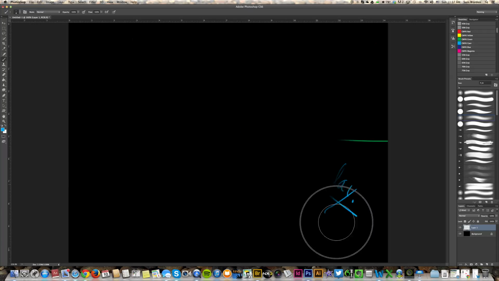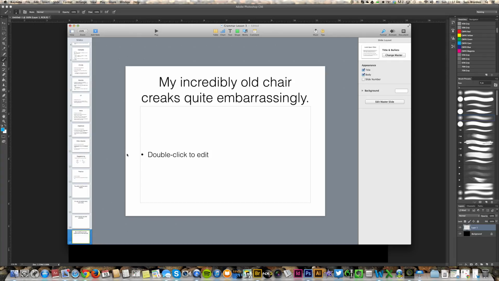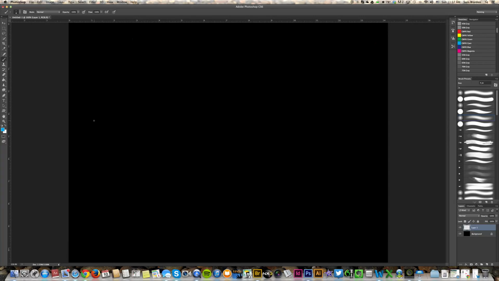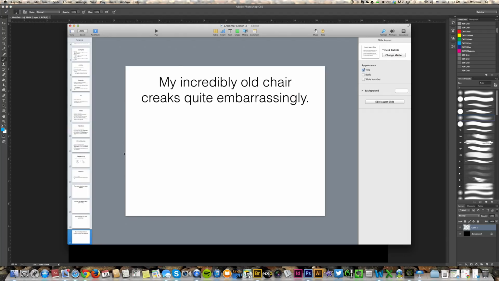Let's try another one. My incredibly old chair creaks quite embarrassingly. Okay, lots of good modifiers there. So, what's being done? What happens? My incredibly old chair creaks. Creaks is the verb. And what's creaking? It's not my, it's the chair, right? So we'll do our article first. Sorry, my possessive pronoun.